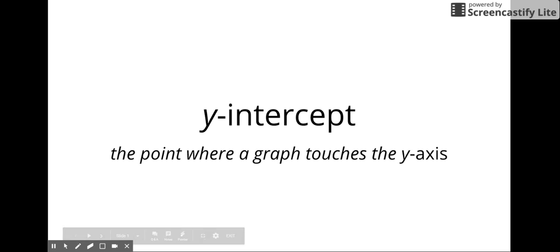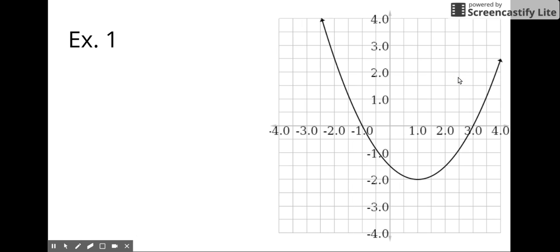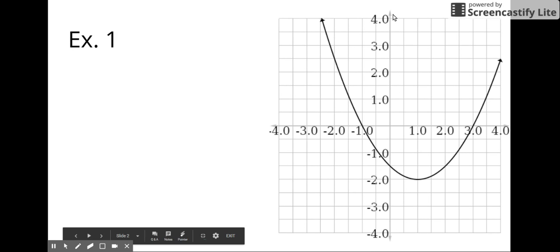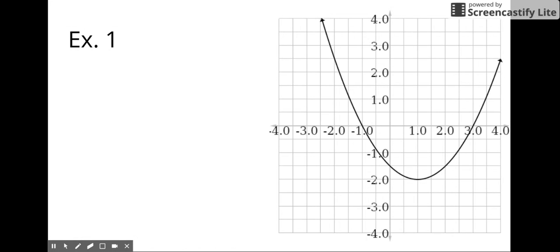A y-intercept is the point where a graph touches the y-axis. So when we're looking for the y-intercept, we want to look at the y-axis, this vertical line right here. The equation for this line is x equals 0, and that's because every single coordinate on this line has an x value of 0. So we're going to go down until we see where our graph intersects the y-axis, and that's right here at 0, negative 1.5.